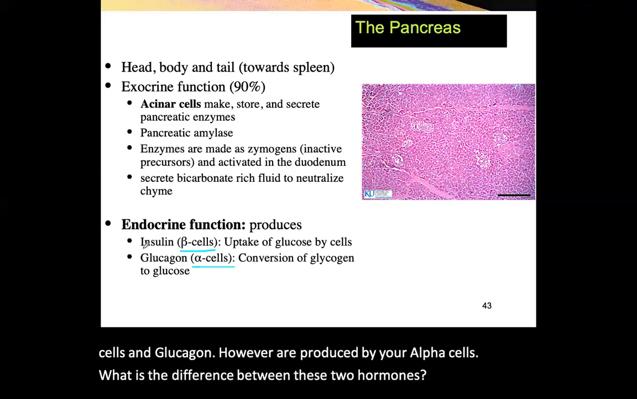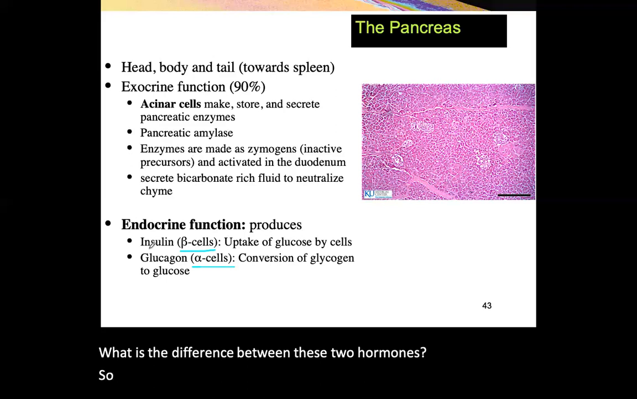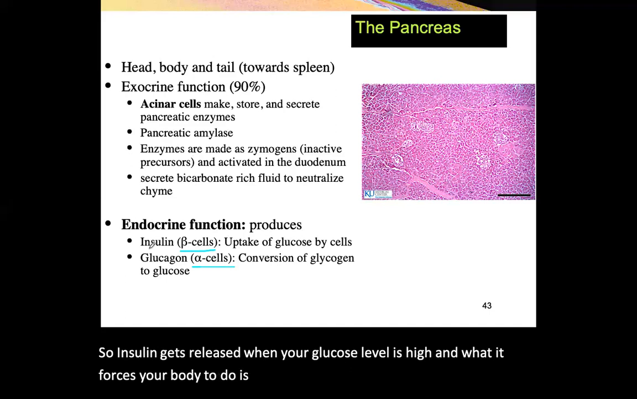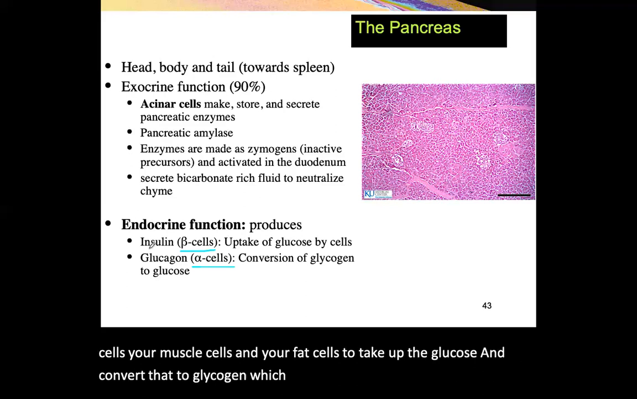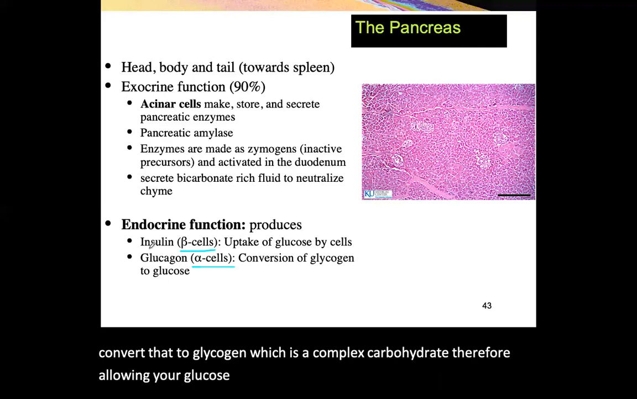So insulin gets released when your glucose level is high, and what it does is it allows your cells, like your liver cells, your muscle cells, and your fat cells, to take up the glucose and convert that to glycogen, which is a complex carbohydrate, therefore allowing your glucose level to lower.